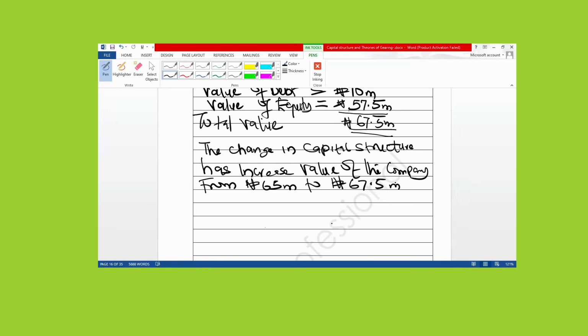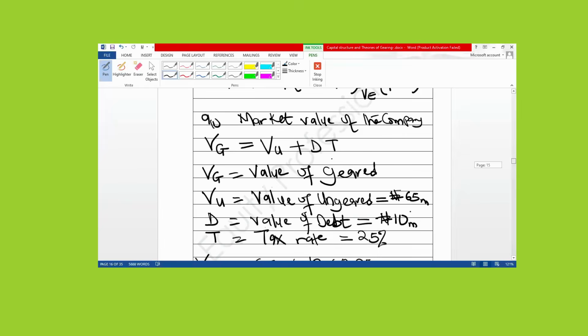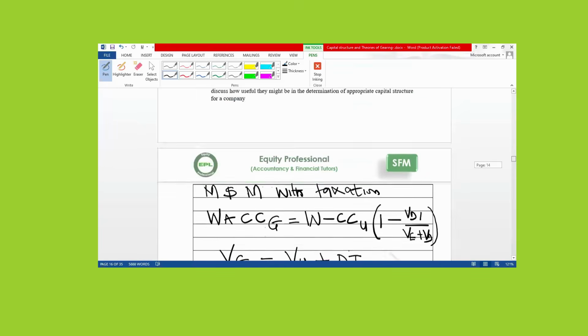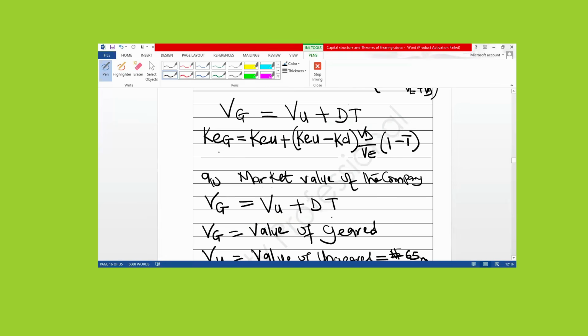We move to A2. Cost of equity. Now you pick that formula, cost of equity. We shall use this now. Cost of equity of geared.